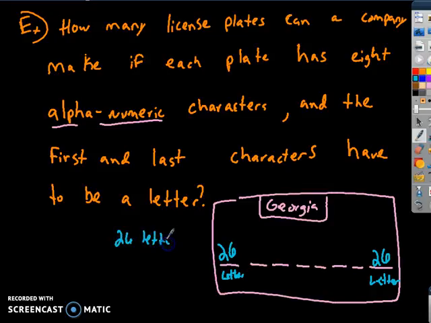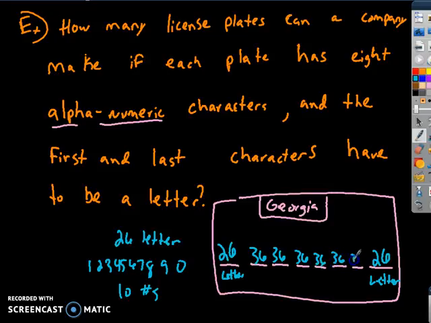and for one space, how many numbers do you have to choose from? Well, it could be 1, 2, 3, 4, 5, 6, 7, 8, 9, or 0. So that's 10 options for numbers. So together that's 36 options. So we have 36 options for this space, 36 options for this space, and 36 options for all the other spaces. So our answer is 26 times 36 times 36 times 36 times 36 times 36 times 26.